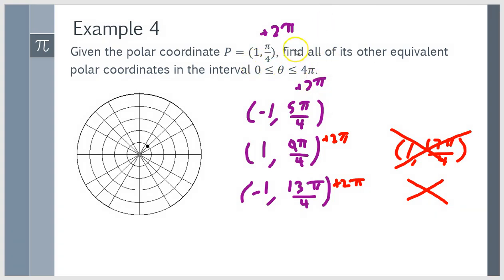So once you know a couple of your ways of writing the polar coordinate, just remember that you can add or subtract 2 pi, and if it's in degree mode, you can add and subtract 360 degrees to find other ways of writing those coordinates.